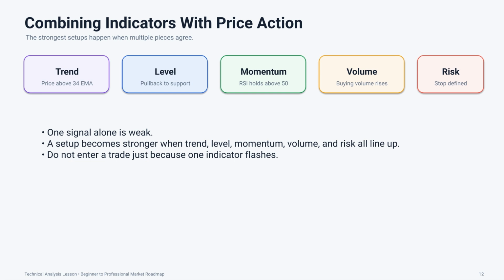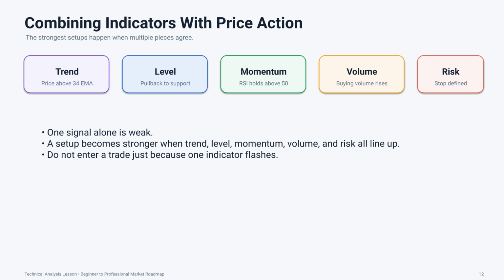The first part is trend. For example, price is above the 34 EMA. That tells us the market may have a bullish bias. The second part is level. Price pulls back to support. This gives us an area where buyers may step in. The third part is momentum. RSI holds above 50. That tells us momentum is still staying on the bullish side. The fourth part is volume. Buying volume rises. That shows more traders are participating in the move.